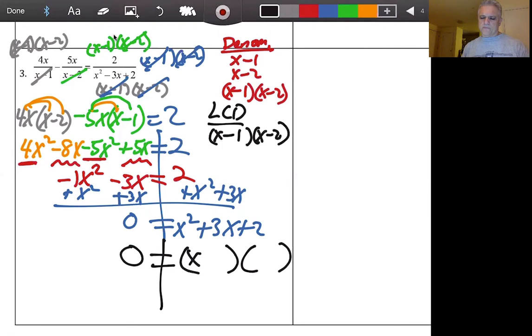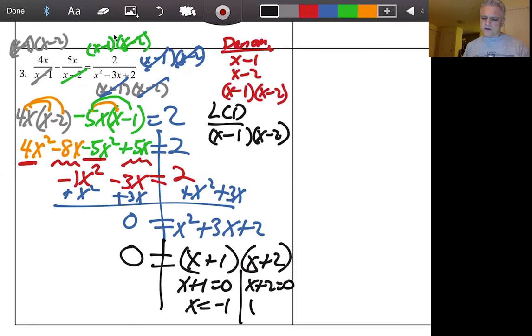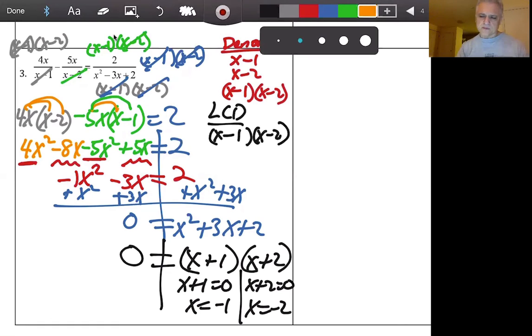okay, product sum. Product is positive 2. Well, it's got to be 1 times 2. The middle is a positive number. So we're going to add up to positive 3, multiply to positive 2. Looks like plus 1 times plus 2. Cool. All right. So x plus 1 could be 0. x plus 2 could be 0. So here x is negative 1, x is negative 2. Okay. So we've isolated the variable.